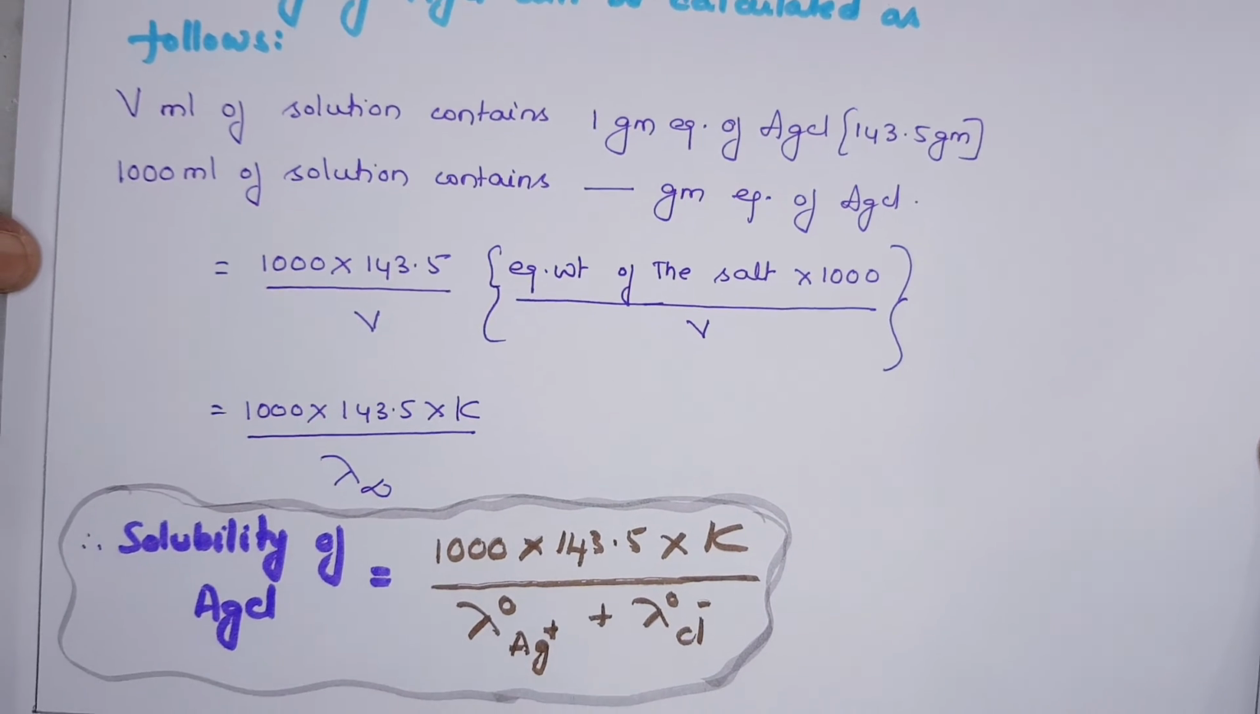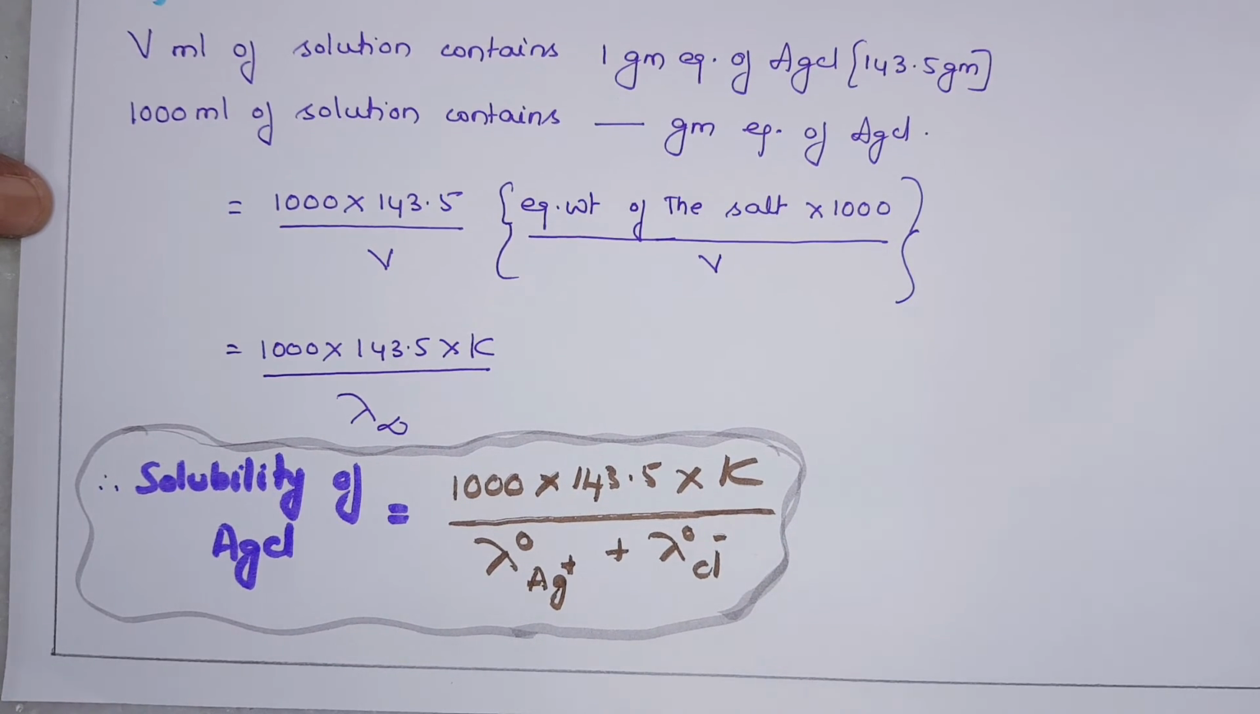So, the final expression goes like this. Therefore, solubility of AgCl is equal to 1000 into 143.5 into kappa by lambda infinity of AgCl, which is nothing but lambda infinity of Ag plus lambda infinity of Cl minus. Okay, students, this is the way we can determine solubility of sparingly soluble salts using Kohlrausch law. Got it? Based on this, we have problems also, students. I will show you one or two problems so that it will be easy for you to understand.